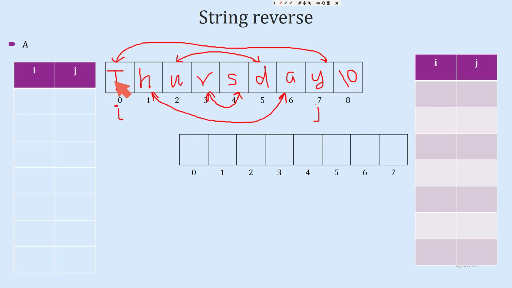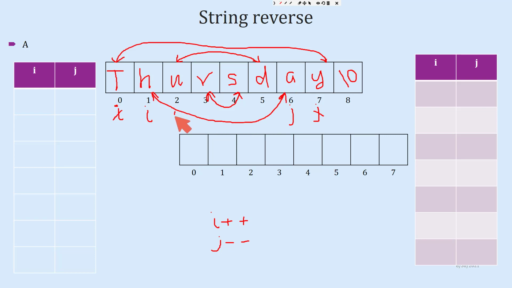So just imagine we swapped T and Y. We know the steps to swap. Using a temporary variable, we will swap A of 0 and A of 7. Then I will move to 1 and J will move to 6. If you notice, I is incrementing, J is decrementing. So I plus plus and J minus minus is happening. Then this H and A will be swapped.